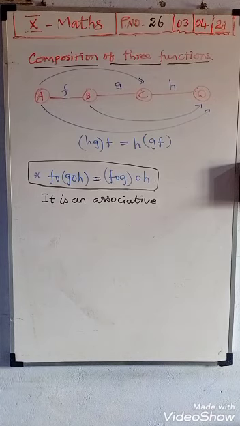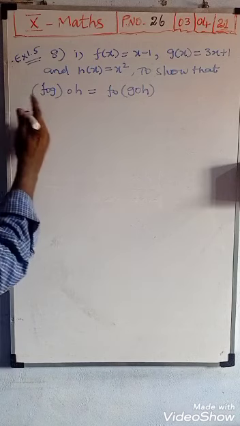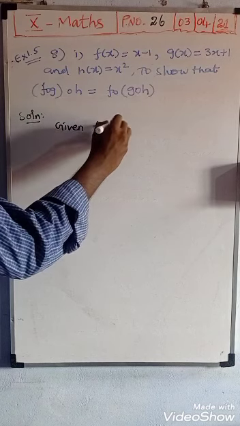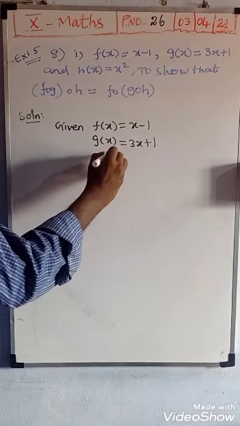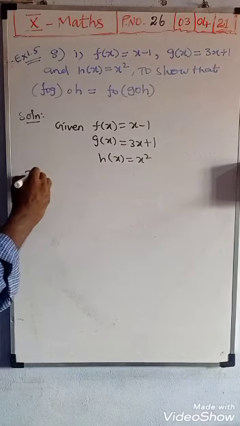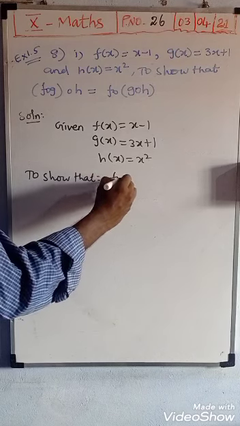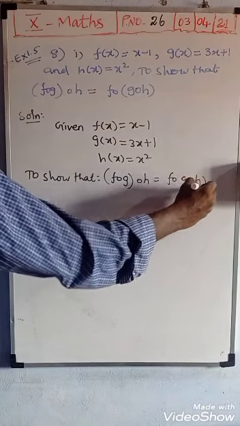Okay, see, look at the question, exercise 1.5, 8th question. If three functions are given, f of x, g of x, h of x, then we want to show whether composition of three functions is associative or not. Associative we want to show. Okay, see, for that solution, first you write the given functions. Given functions: f of x is x minus 1, g of x is 3x plus 1, h of x is x squared. Then we want to show that (f composition g) composition h is equal to f composition (g composition h).